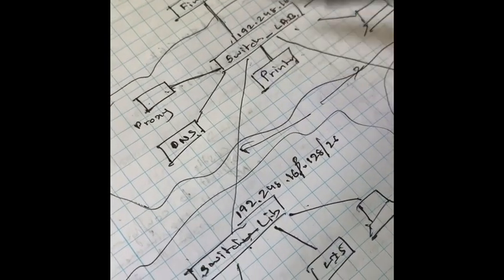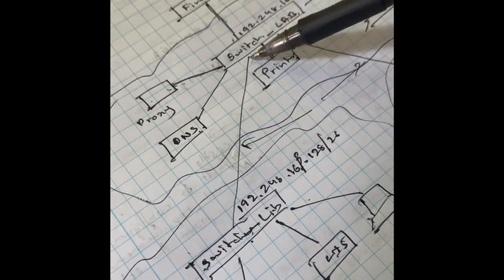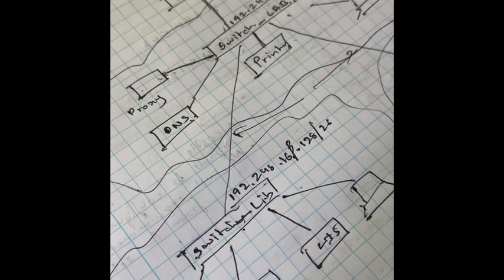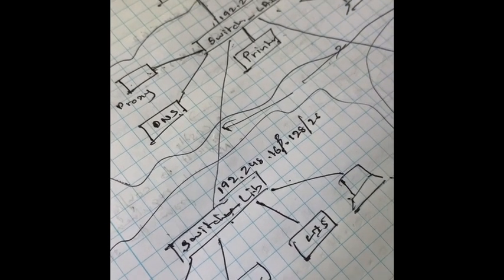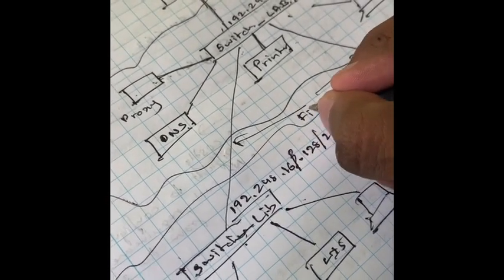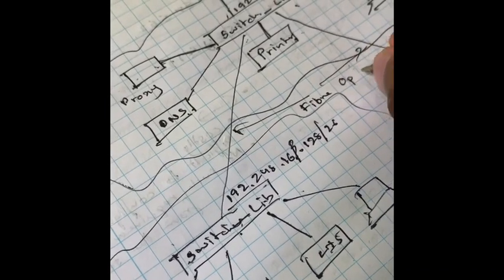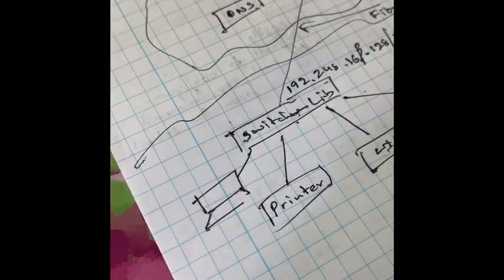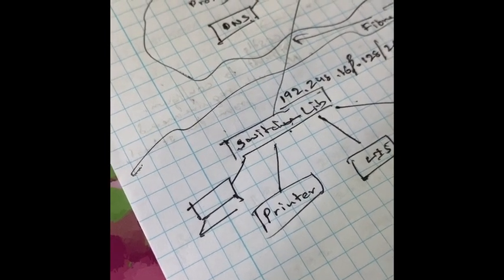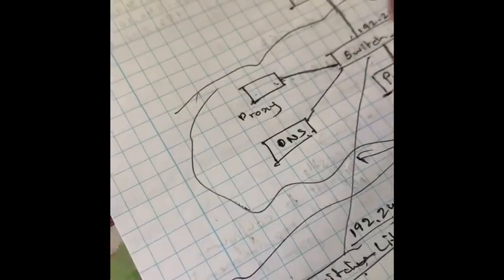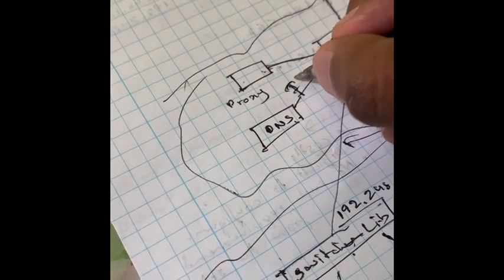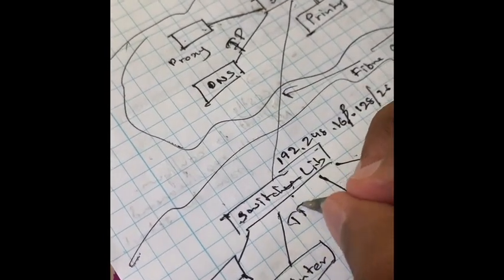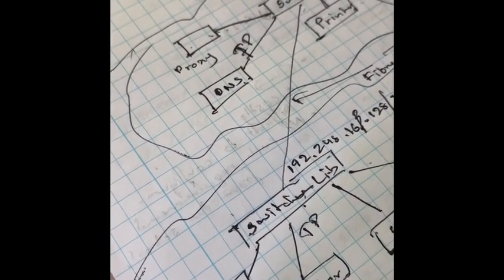So to connect the library and admin buildings to the lab building, what you can use is the fiber optic cable. And to connect the computers and printers and stuff to the switches, you can use twisted pair, TP.